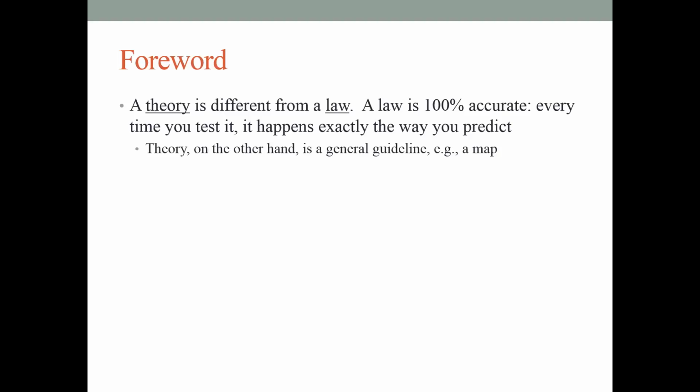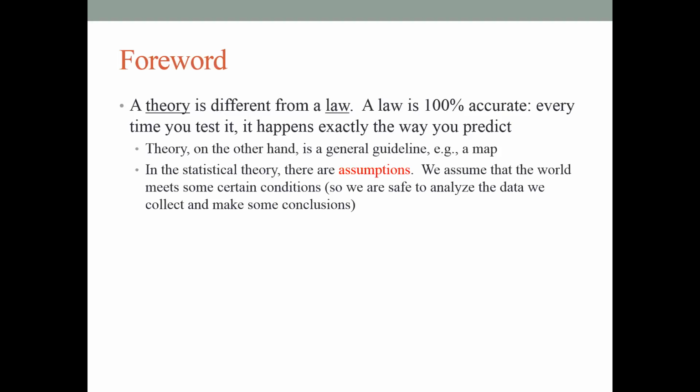For example, a map. A map will not show you a tree in the corner or how big the mall is, but it helps you to get from A to B, right? So in statistical theory, there are assumptions. We assume that the world meets certain conditions, so we are safe to analyze the data we collect and make some conclusions. In reality, those assumptions are never 100% true.